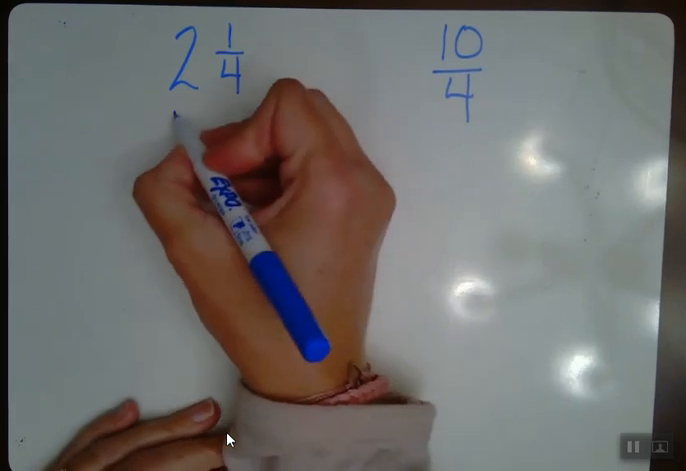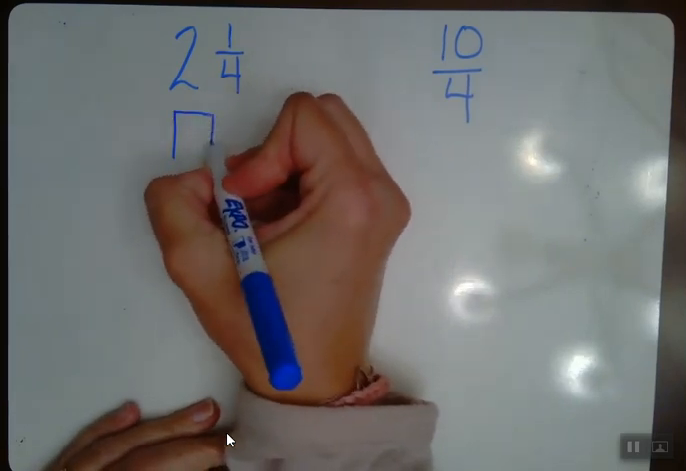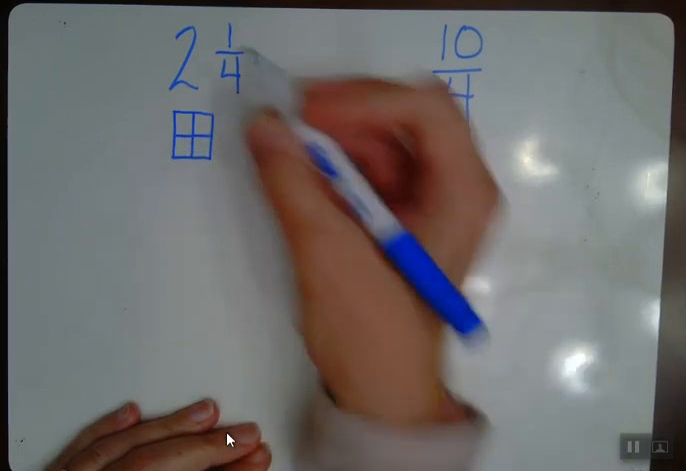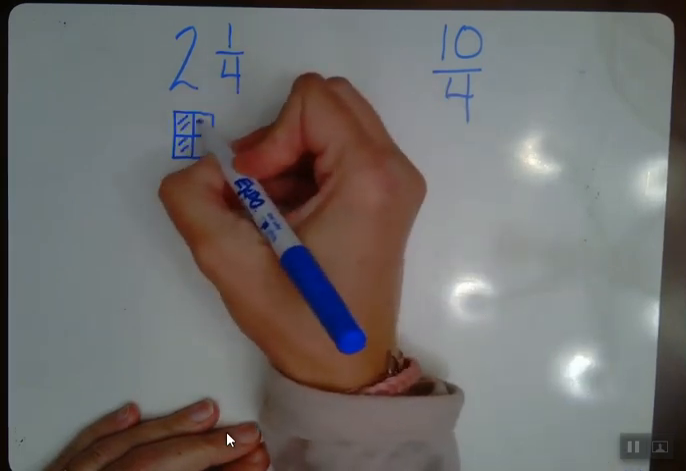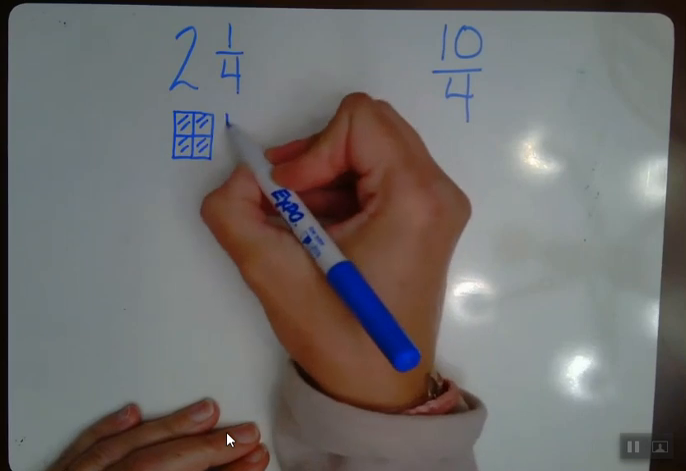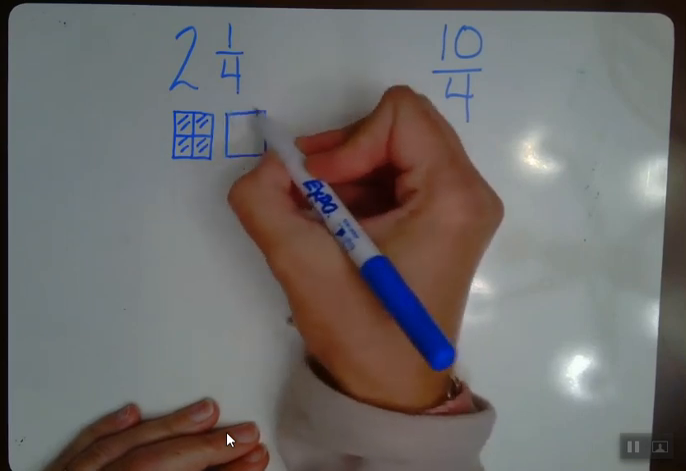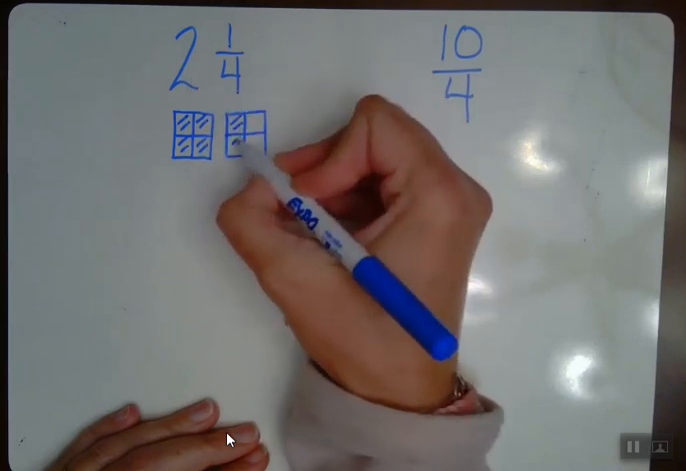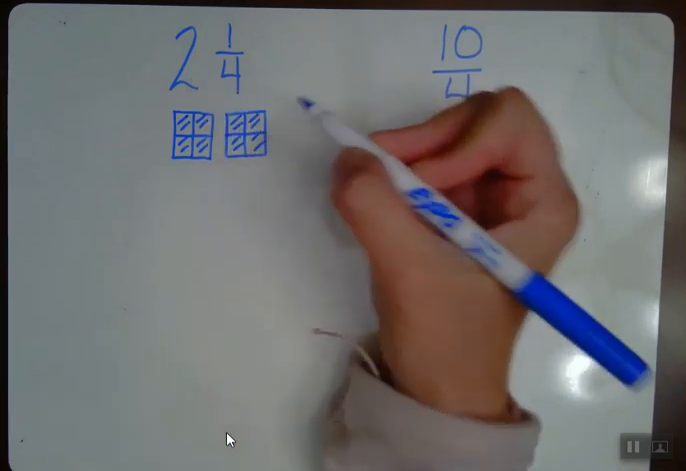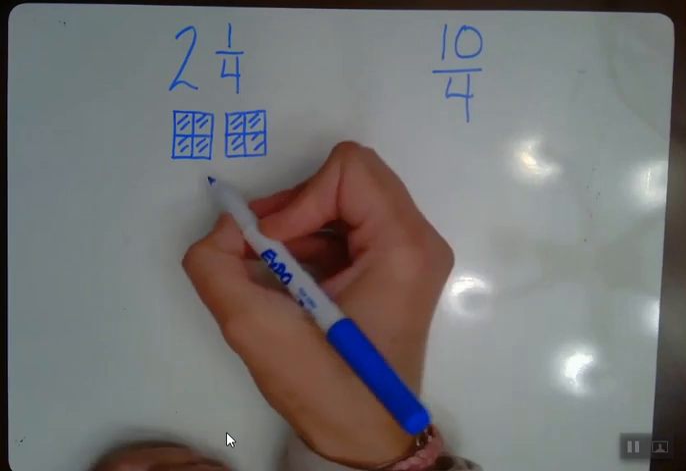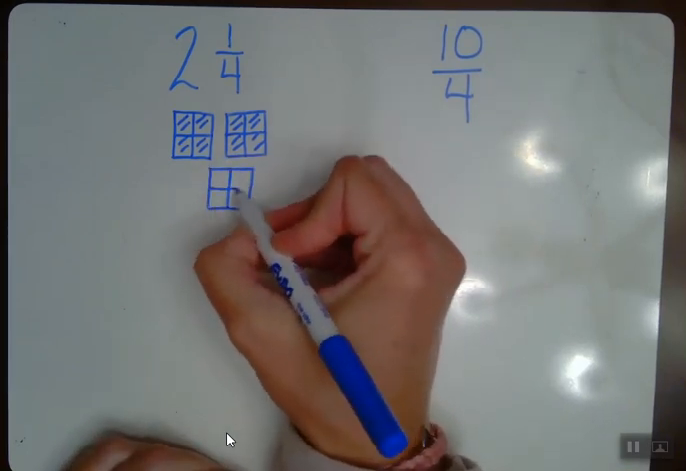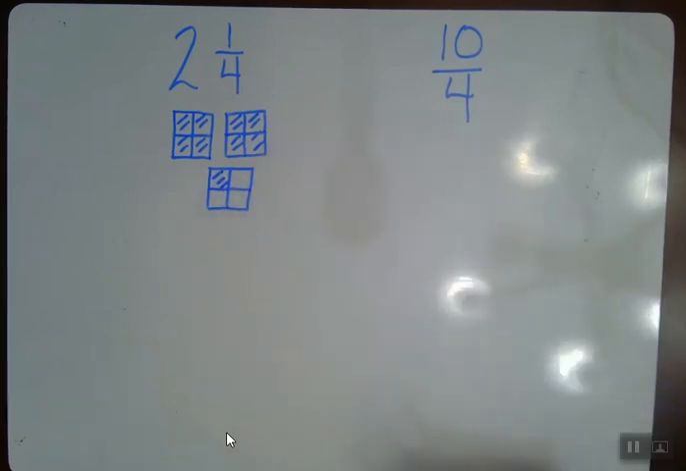So 2 1/4. I'm going to make 1 whole model into fourths, and I'm going to shade that in. I need another whole. Here's my second model of fourths, and I need all of them shaded in. And then I need a third model that shows 1/4. So here's my third model with 1/4 shaded in.